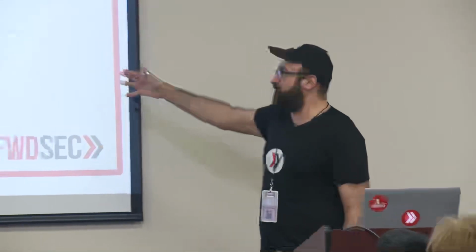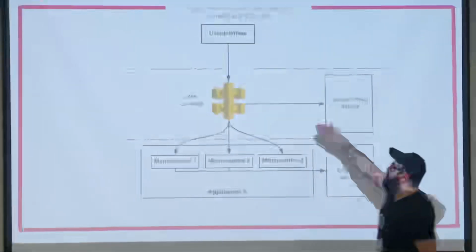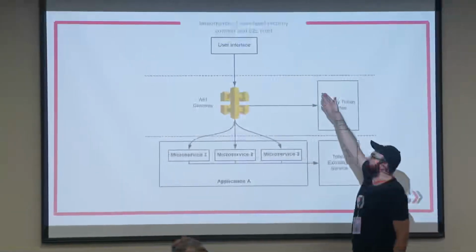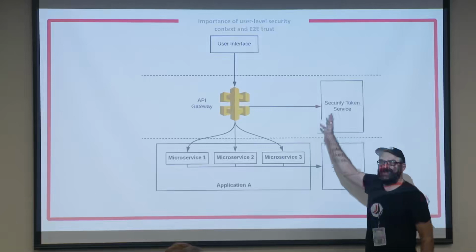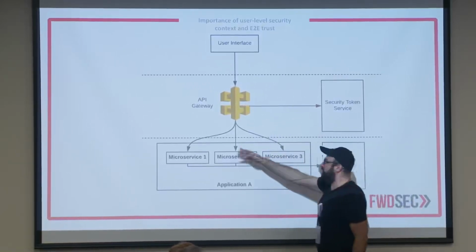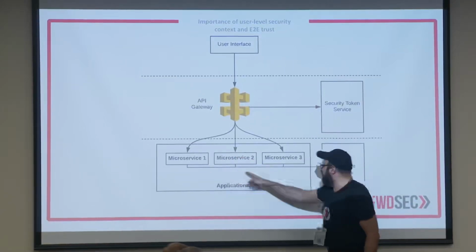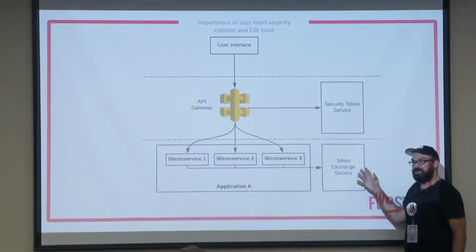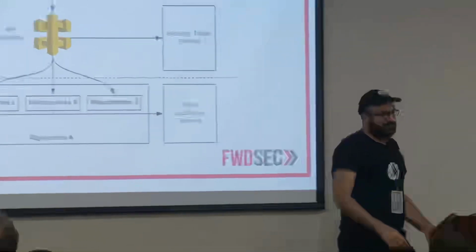So here you can see an architecture with a security token service and a token exchange service. So you have your API gateway, you have your user interface, the user makes the call. Here you would go into your security token service or your identity access management, you do the heavy authentication, you get that initial token, you go to microservice 1. When microservice 1 needs to talk to microservice 2, it can go to the token exchange service and get a new token and come back and fire it off at microservice 2. That's for that architecture.